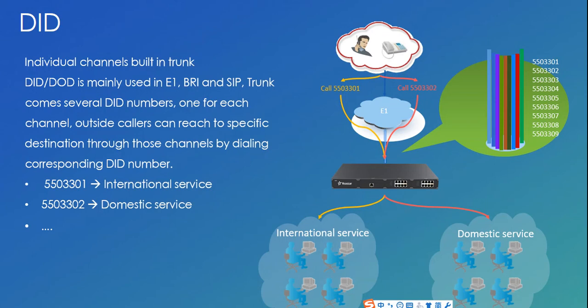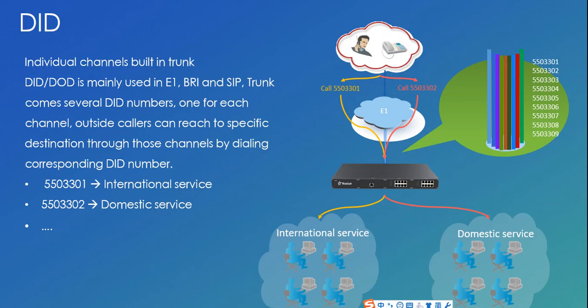In this example, our company has two numbers. The first one is 5503301. The other one is 5503302. Those are the DID numbers. Now we have to assign those two numbers to two services. As you can see, we have assigned 3301 to the international service, and we assign 3302 to the domestic service.